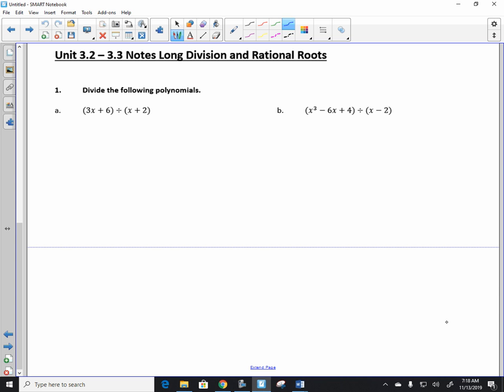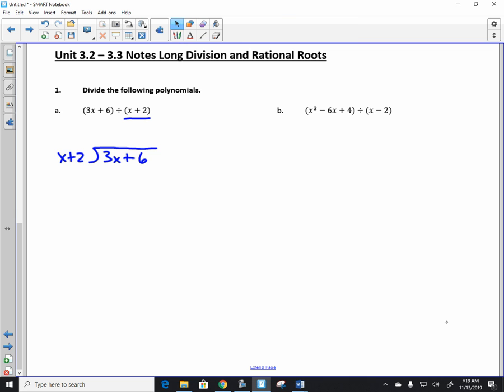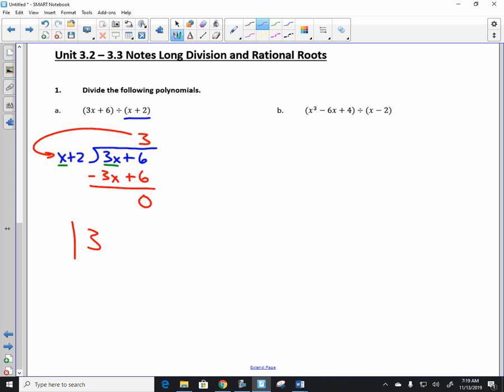This unit is on polynomials. If we divide polynomials, we take the divisor, which is x plus 2, and we divide it into 3x plus 6. We ask ourselves, what do we multiply x by to get 3x? And the answer is 3. And because 3 is a constant, it sits over the 6. I then multiply the 3 back through and I get 3x plus 6. I subtract and I get 0. So the answer is 3 with no remainder.